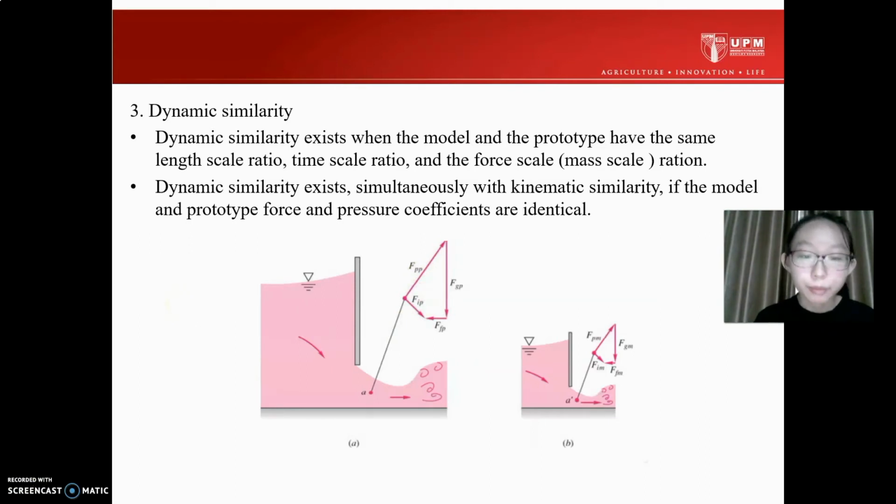So if the model and prototype are geometrically similar and if its independent dimensionless parameter for the model is equal to the corresponding independent dimensionless parameter of the prototype, then the dependent dimensionless parameter for the prototype will be equal to the corresponding dependent dimensionless parameter for the model.